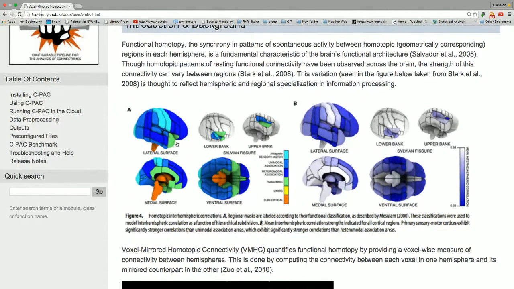So VMHC is voxel-mirrored homotopic connectivity, right? Essentially what that means is you take a voxel on the left side of the brain, you find the voxel corresponding to the mirrored coordinate in the right side of the brain, and you see how well they're correlated, right? What you're trying to do is identify homotopic regions. Then you could look at how those change with whatever group or other things that you have. And you can break down different brain regions based on how symmetric they are.